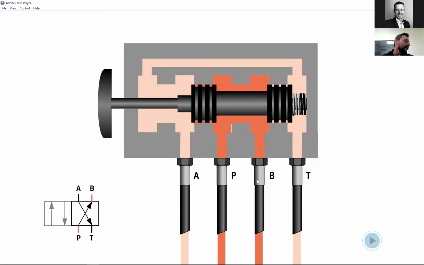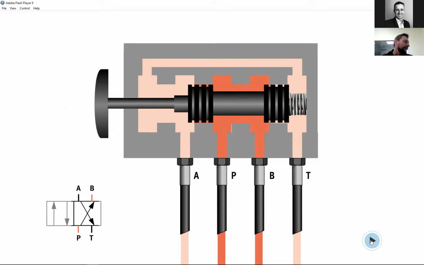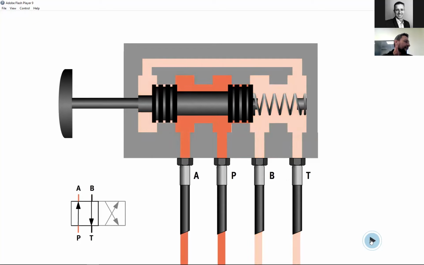So the working line B will be active now. And working line A will actually return all the oil back to tank. There we go. So I'll just take it back again. And let's see that again.